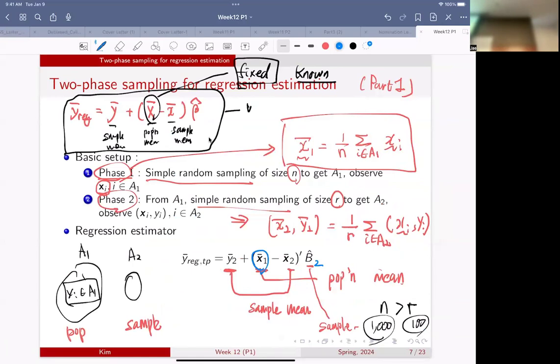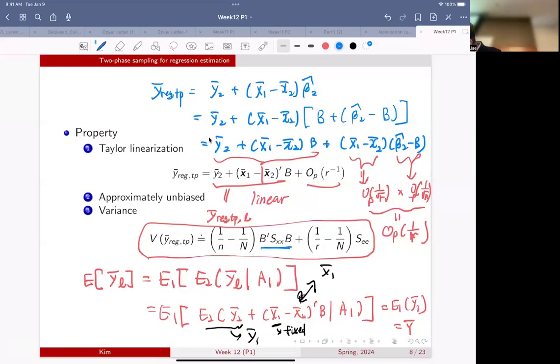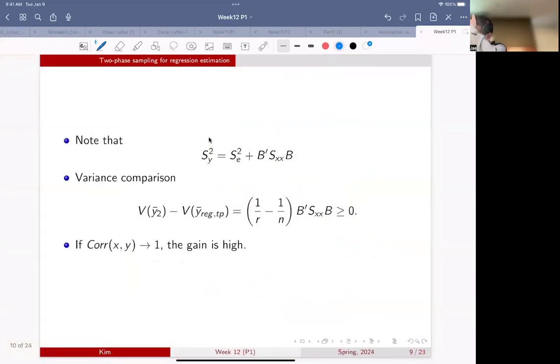If we don't use it, we just use this one, right? But because we use this, we want to gain something. The efficiency gain is the amount of leverage that we achieve by using x bar 1 instead of x bar 2. Okay. So that is basically the idea. That is basically the point. By using the regression estimator, you gain something.